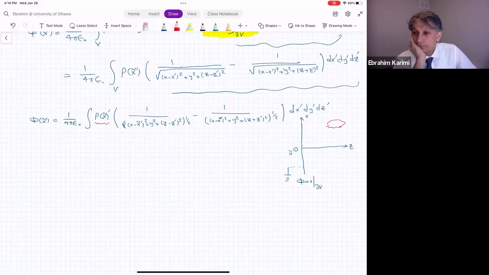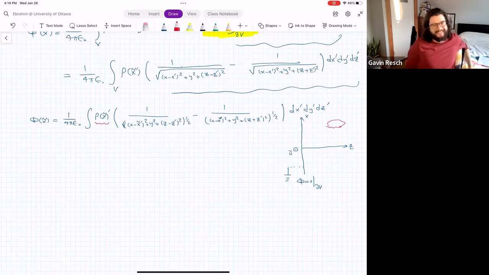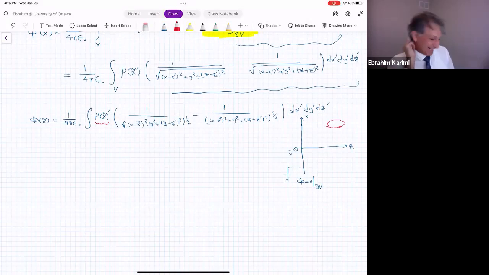Any thoughts? Gavin is moving, so I think very likely he has a very difficult puzzle for me. No, no, I'll challenge the lecturer. I was going to say like a uniform sphere, you know, like I don't know. Oh yeah, okay.